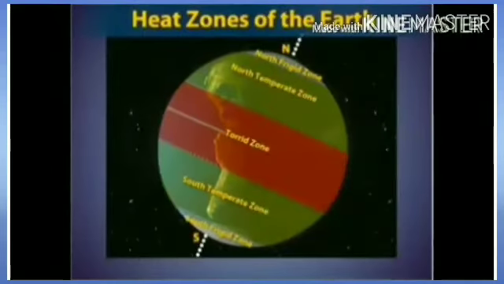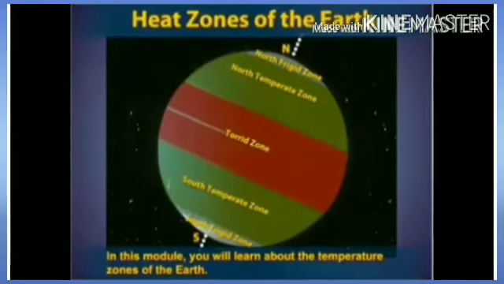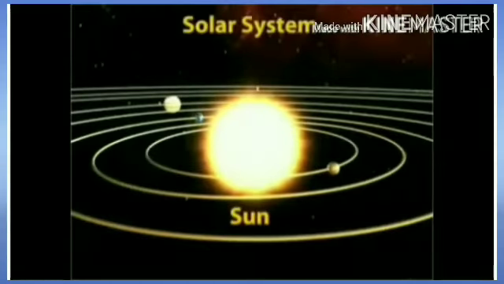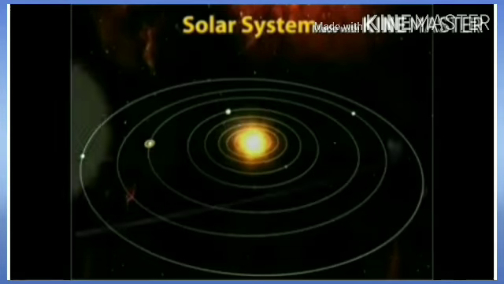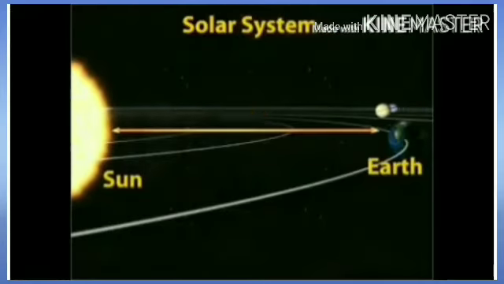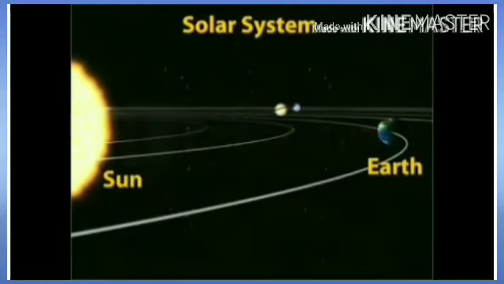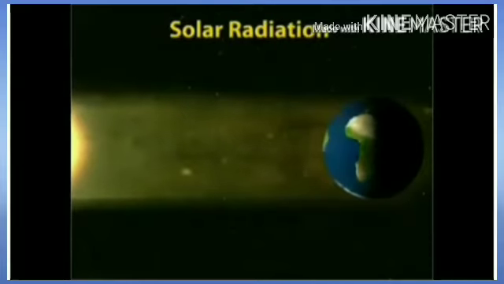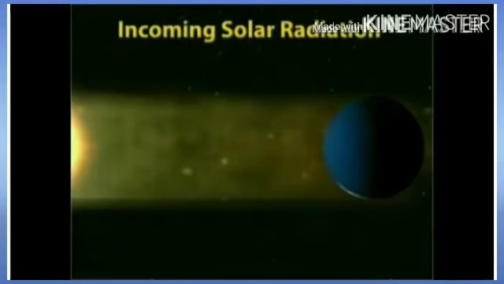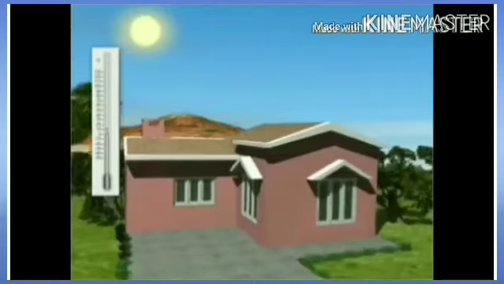Heat zones of the earth. Introduction. In this module, you'll be learning about the temperature zones of the earth. The sun, which is at the center of the solar system, is a source of heat to all the planets. Since the earth is placed at a distance of about 150 million miles away from the sun, it intercepts a small part of solar radiation. The amount of solar radiation intercepted by the surface of the earth is termed as incoming solar radiation or insolation.